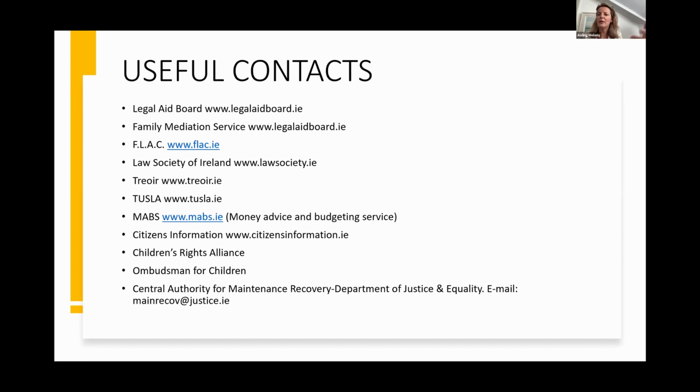The Citizens Information has brilliant information also, and explains in very clear terms all of the various legal terminology. Then the Children's Rights Alliance, the Ombudsman for Children, and the Central Authority for Maintenance Recovery. So that's just to give you a sense of some contacts that may be of value to you.